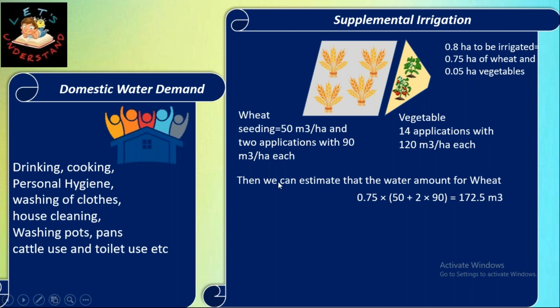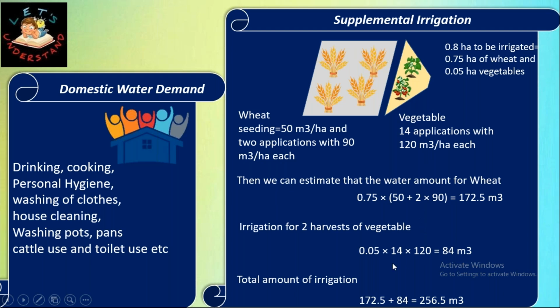So combined, we have the first irrigation of 50 meter cube for wheat and 290 meter cube per hectare irrigation within the growing season. So the total amount will be 172 meter cube for this whole period of the wheat. Similarly, for vegetables, the vegetation period will be long, and there will be more water requirement for irrigation of that particular group of vegetables. So the total amount will be 0.8 meter cube for this particular area.